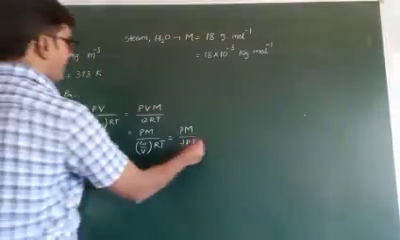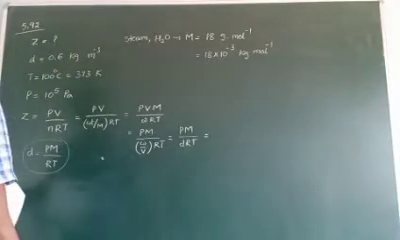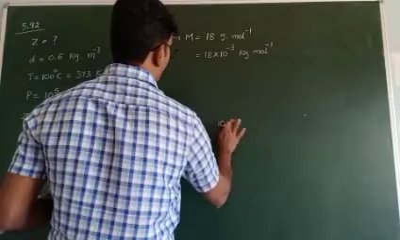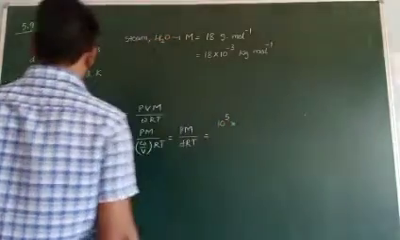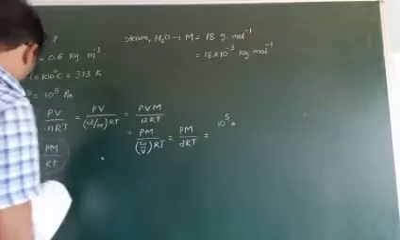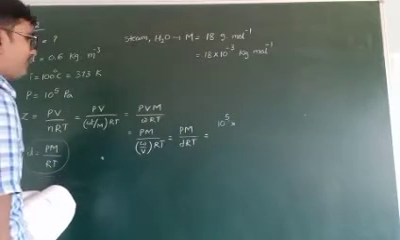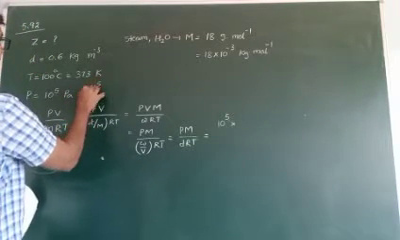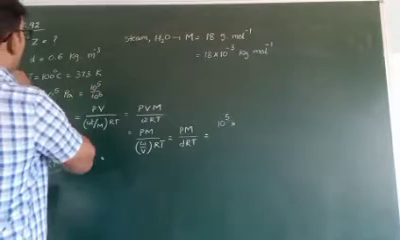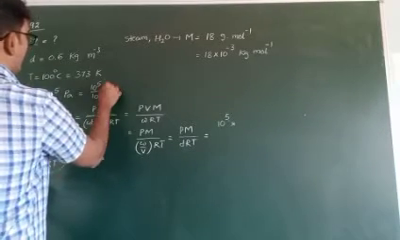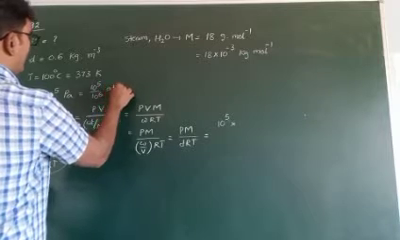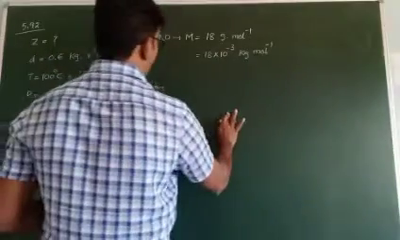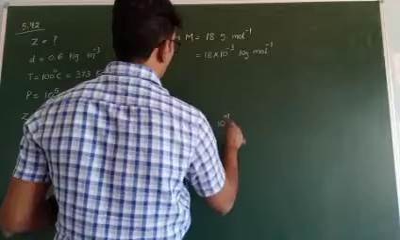Now substitute the P value. What is P here? P value is 10 to the power of 5 pascals. Better to remember this. Convert this one into 10 to the power of 5 by 10 to the power of 6 atmospheres, which means 10 to the power of -1 atmospheres. Write like this, but convert it into our units.